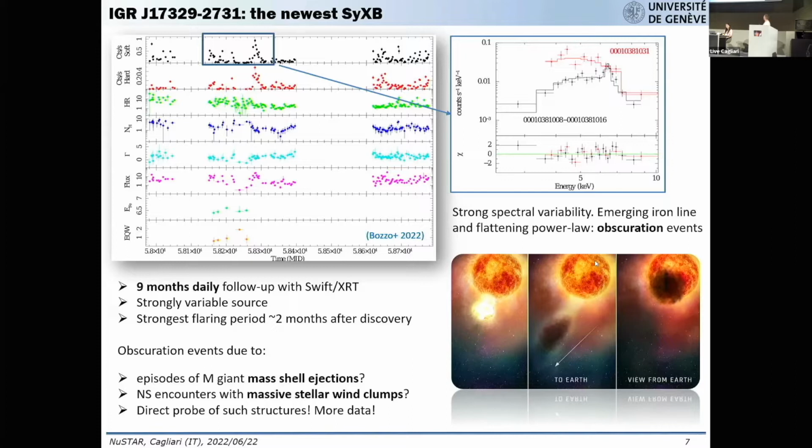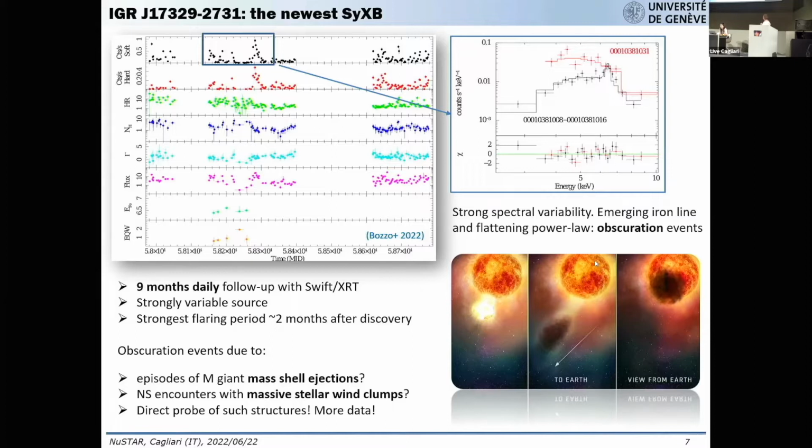So it was discovered, it turned on, and then it stayed variable but persistent, as is expected for a symbiotic X-ray binary. But in the middle period, what you see that is very interesting are these flares, up and down, that look quasi-periodic. And if you compute the XRT spectrum during the flares or in between the flares when the source gets faint, you see that there is a strong spectral variability with this huge iron line coming out.